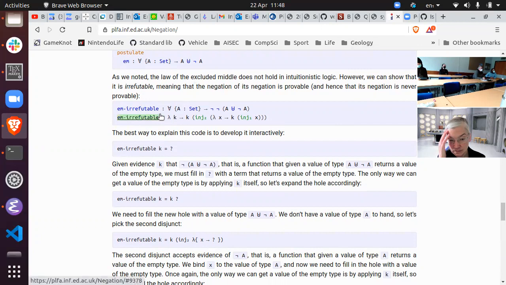We can show that it is irrefutable. Show the negation of the negation. Okay, so you can't prove that it's not true either.